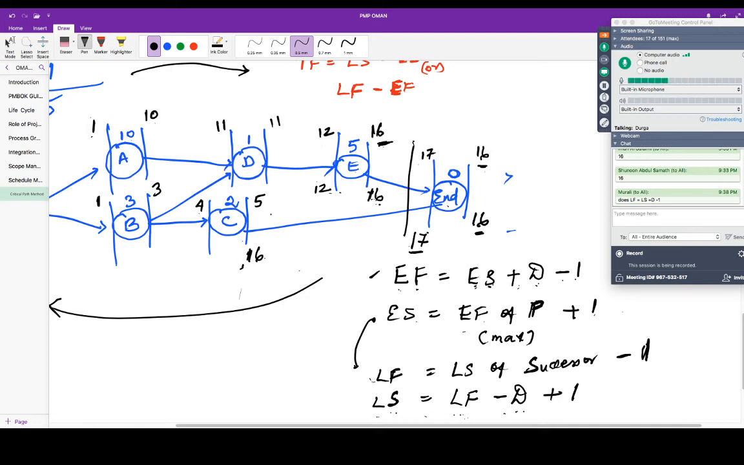For C, the question is, if you have to complete it at 16, at the latest when should you start C? The duration is 2. At the latest, 2 days before, that's the meaning, correct? So 16 minus 2 plus 1. 16 minus 2, 14, 14 plus 1, 15, correct? So you will see the difference will be equal. You get it?